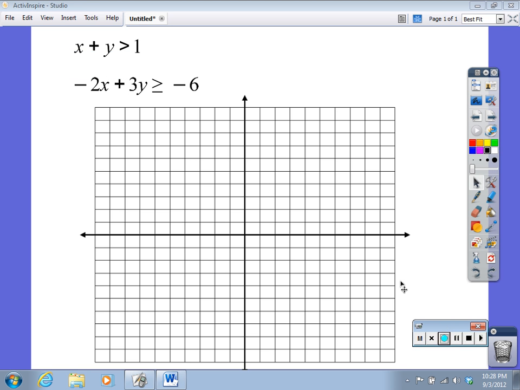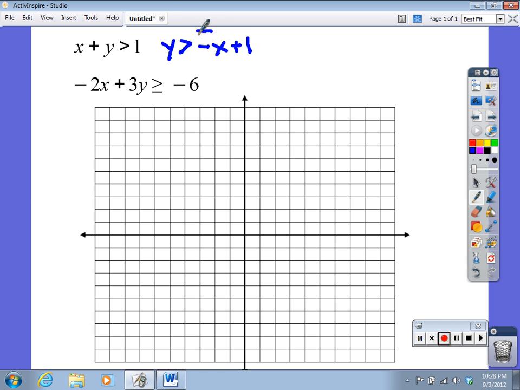All right, the first system of inequalities that we want to graph are here. Just like graphing one inequality, the first thing we want to do is solve the inequality for y. So that means isolate the y. And we've got x plus y is greater than 1. And we want to subtract x from both sides. So we subtract x from both sides and we end up with y is greater than negative x plus 1.